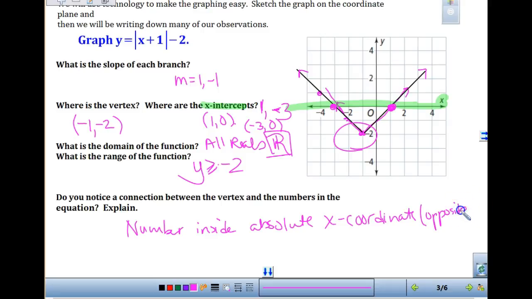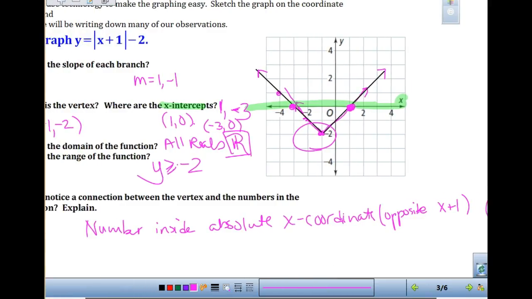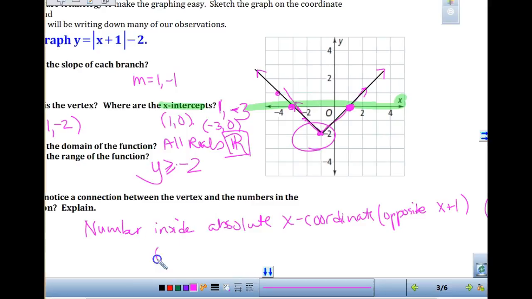So it would be the opposite of that x + 1. In our case, we were looking at our x coordinate being -1. And the number outside, the absolute value, determines our y coordinate.